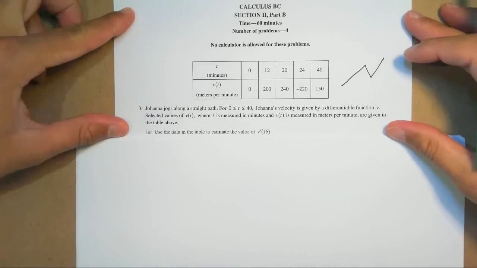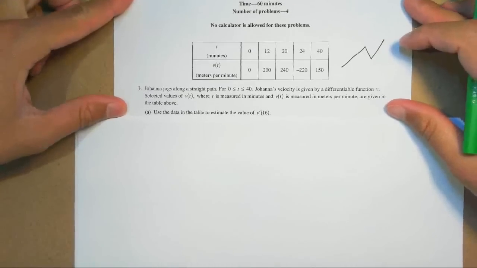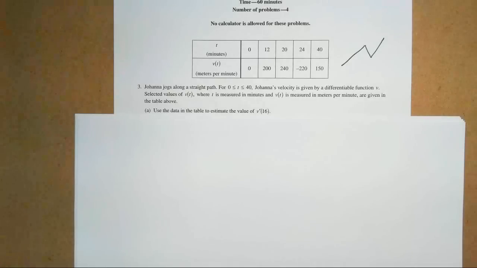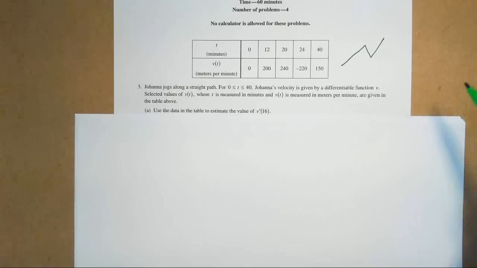For part A, the question says, Joanna jogs along a straight path from time 0 to 40. Joanna's velocity is given by a differentiable function v, which just means that you're able to derive it, and v is velocity. Selected values of velocity, where t is measured in minutes and v of t is measured in meters per minute, are given in the table above. The reason it says meters per minute is because it's the first derivative, so it already has units.